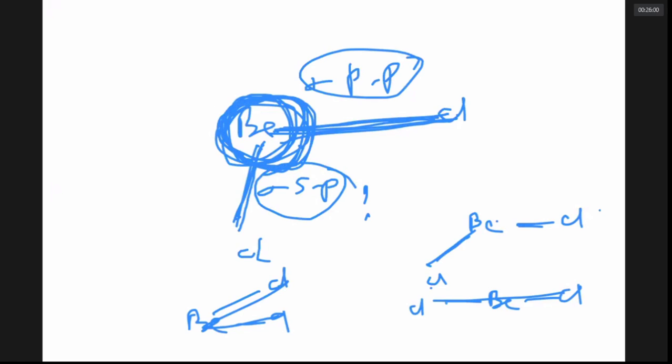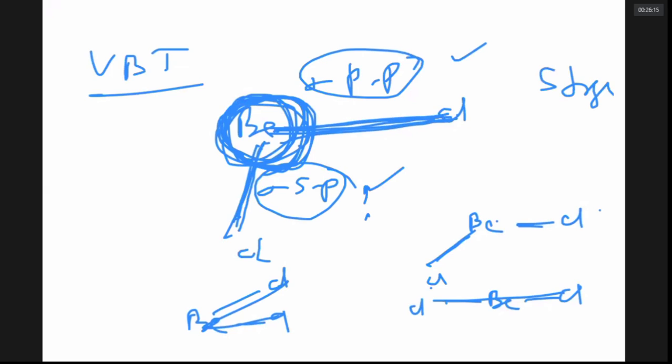Are we very clear, sir? According to valence bond theory, in beryllium chloride, one bond is sigma pp overlap, one bond is sigma sp overlap. So one bond must be stronger, one bond must be weaker. The bond angle can be anything. Are we clear about what we are talking about, sir? Clear, sir.